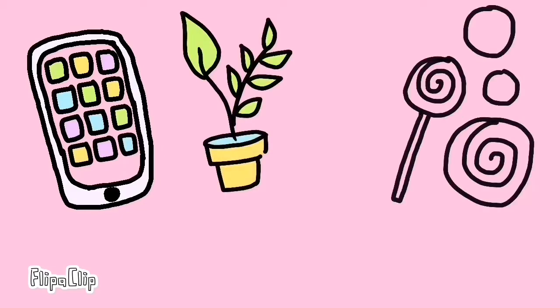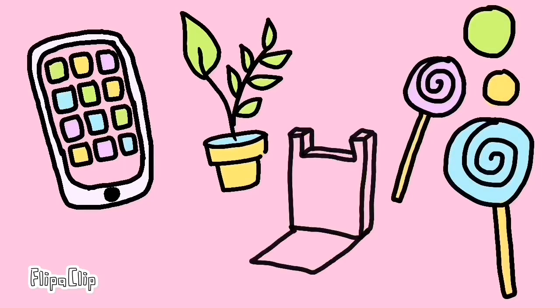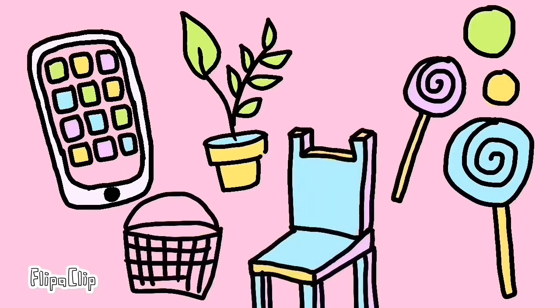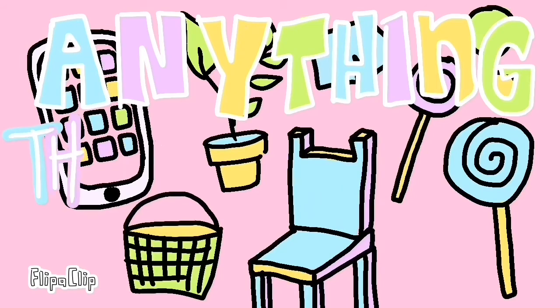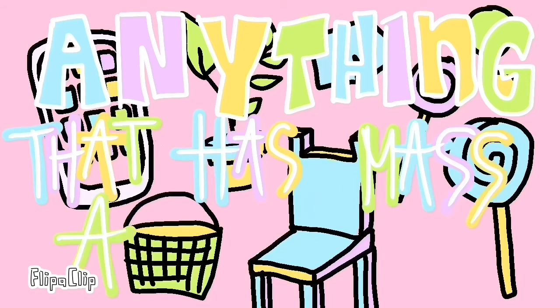Matter. The phone or any gadget that you are using right now is a matter. The plants that provide oxygen for us is also a matter. The foods that we eat are considered matter. The chair that you're sitting in right now, bags, and even clothes are matter. In short, matter is anything that has mass and volume.